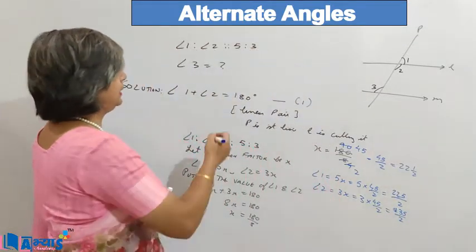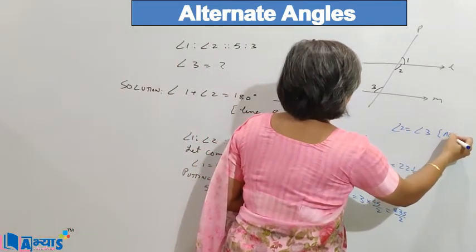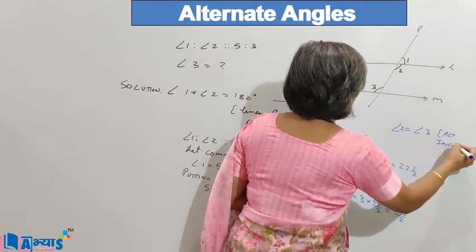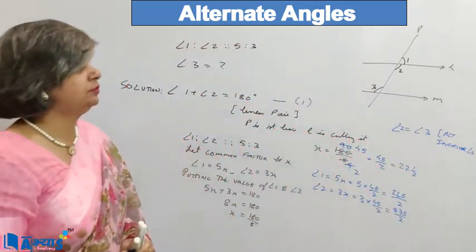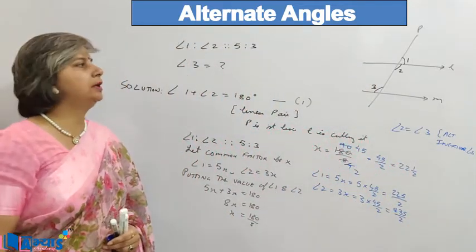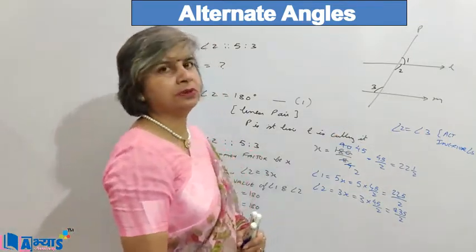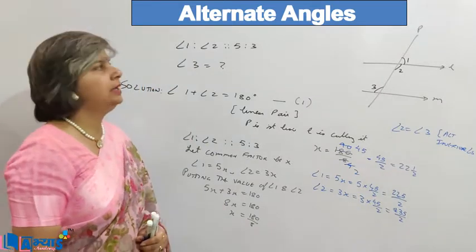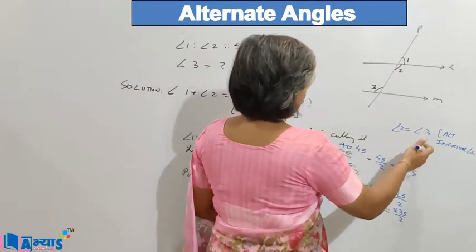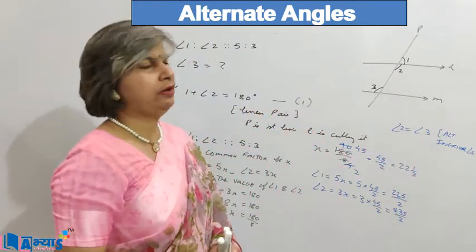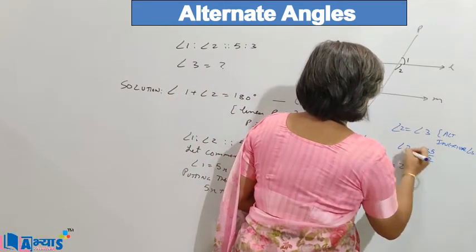Now we see that angle 2 is equal to angle 3. They are alternate interior, and we know that L is parallel to M, so angle 2 is equal to angle 3 because angle 2 and angle 3 are alternate interior angles. L and M are two parallel lines, and P is the transversal cutting them, so angle 2 will be equal to angle 3. Now we know that angle 2 is equal to 135 upon 2, so angle 3 will also be equal to 135 upon 2.